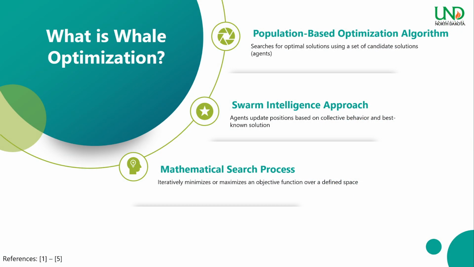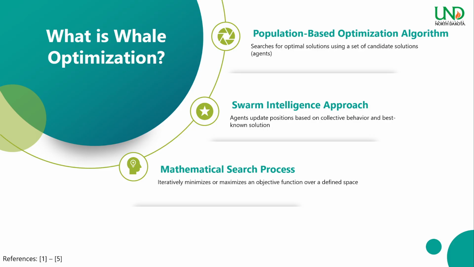So what is the whale optimization algorithm? Well, this algorithm is a population-based optimization algorithm. So instead of solving a problem with a single solution path, it maintains a set of candidate solutions and it evolves them over time. So that places it into the broader category of swarm intelligence. The key idea is that individual agents solve the problem by moving through the search space based on both their own position and the best known solution found by the group.